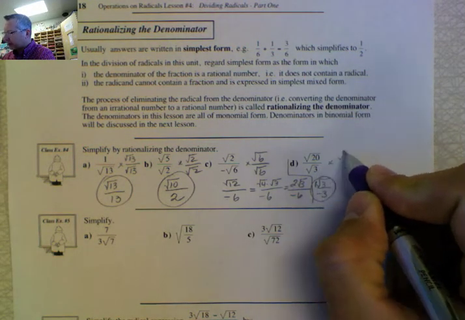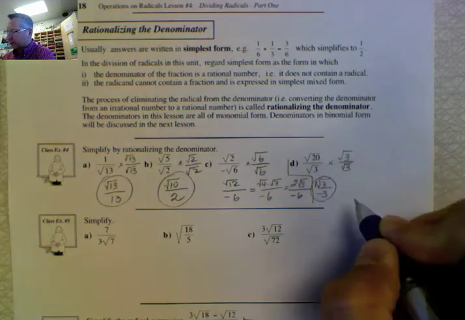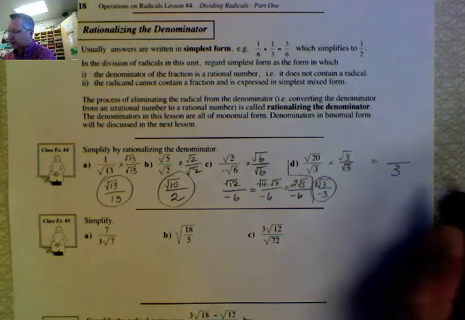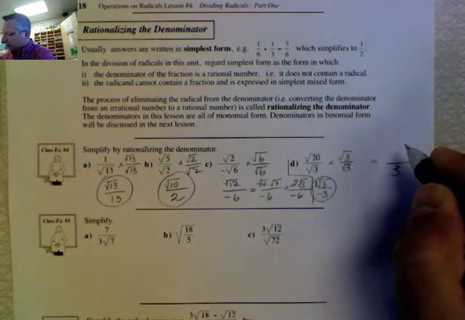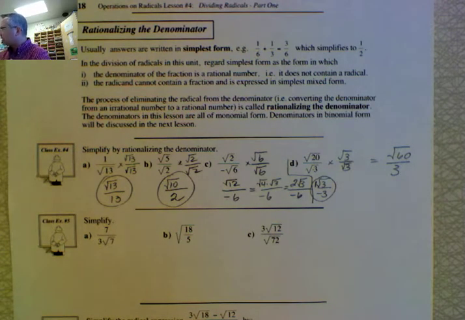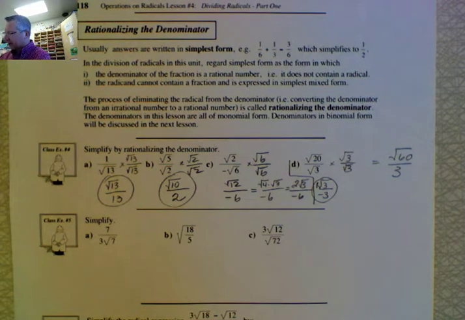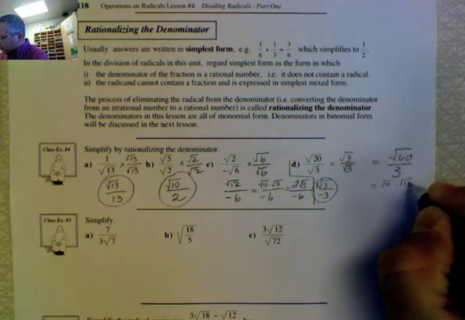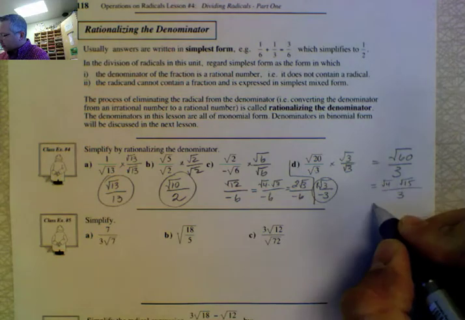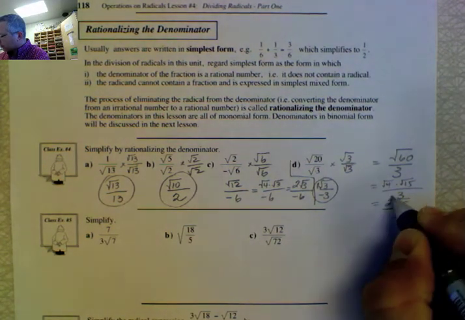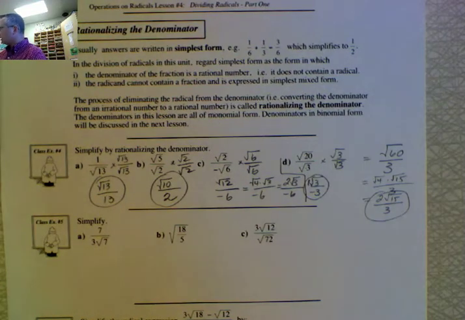In the last case, we're going to multiply by root 3 over root 3. Well, root 3 times root 3 just gives us 3 in the denominator. Root 20 times root 3 gives us root 60 in the numerator. Now, you can simplify 60. 60 is the square root of 4 times the square root of 15. The square root of 4 is 2, so 2 root 15 over 3. So there's your answer in simplest form.